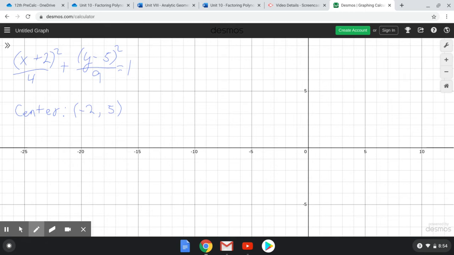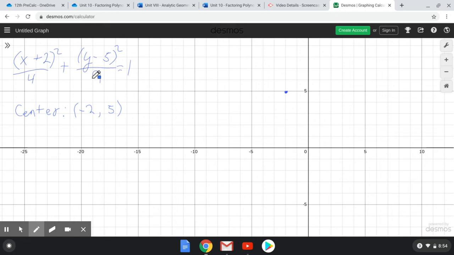So let's start plotting this out. -2, 5 is our center. So I'm going to go to -2, 5. I'm going to exaggerate that point. So -2, 5, this is the center. It's not actually on our ellipse, it's just our center.